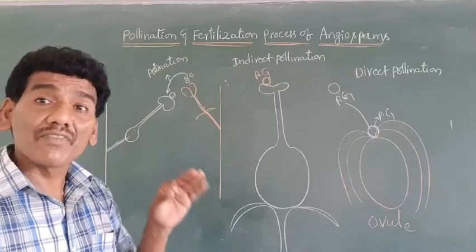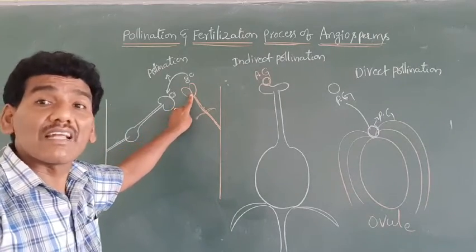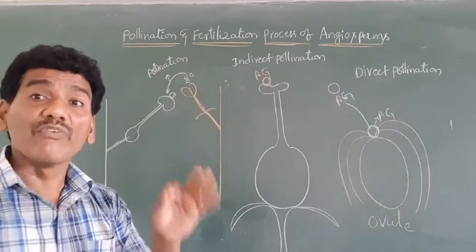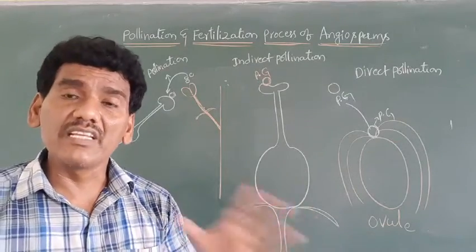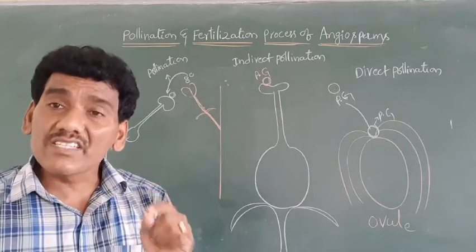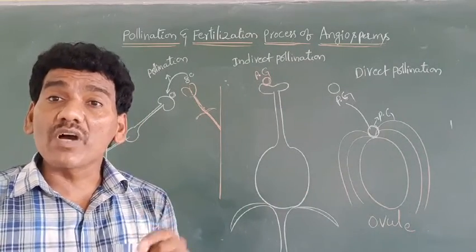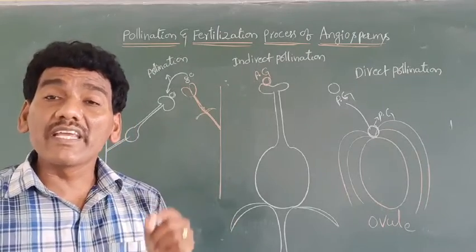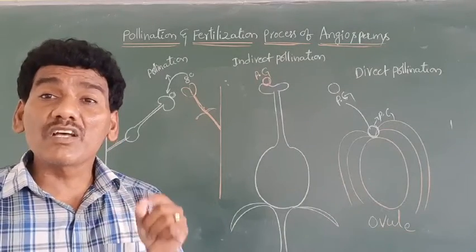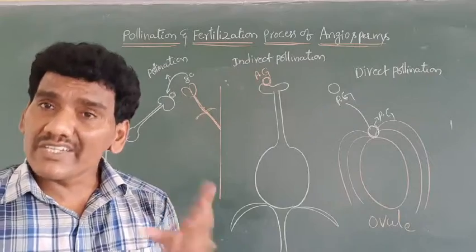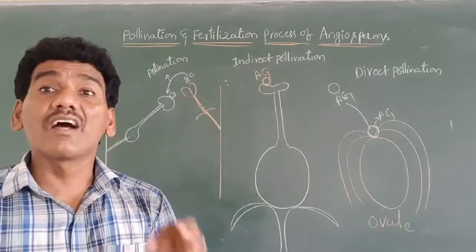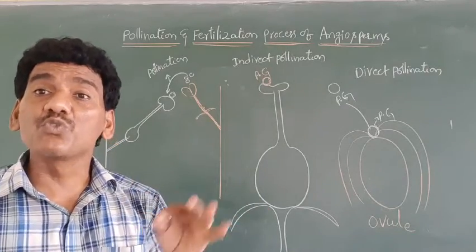Pollen grains, after dispersal from the anther, are carried by wind, that is anemophily, or water, that is hydrophily. Pollen grains are transported from one place to another through abiotic agents like water and wind, but also by biotic agents like animals, that is zoophily.